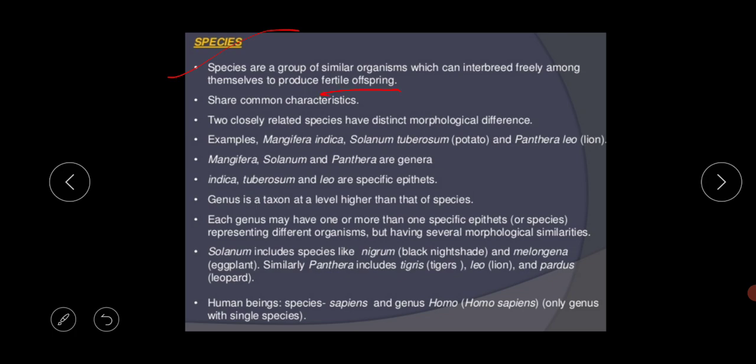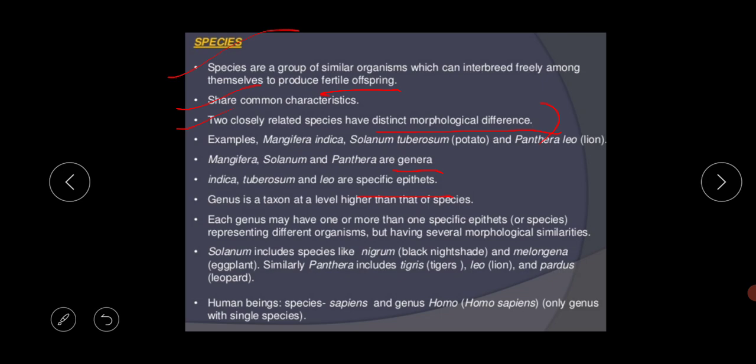Fertile means that they can reproduce. It shares the common characteristics. Two closely related species have distinct morphological differences. Examples: Mangifera indica, Solanum tuberosum and Panthera leo. So Mangifera, Solanum and Panthera are genera, and indica, tuberosum and leo are the specific epithets.